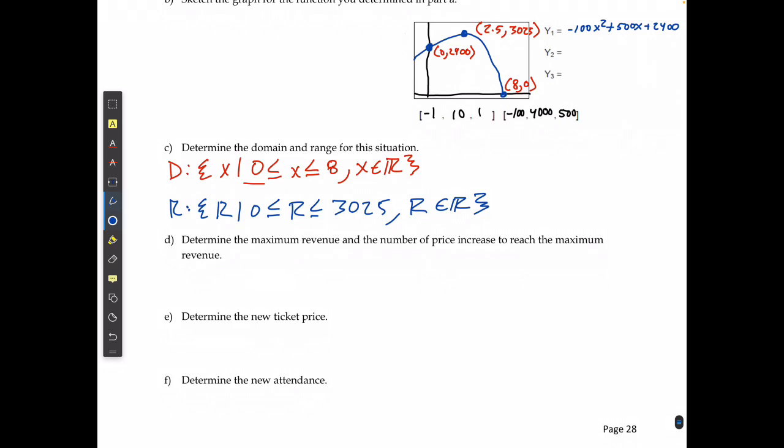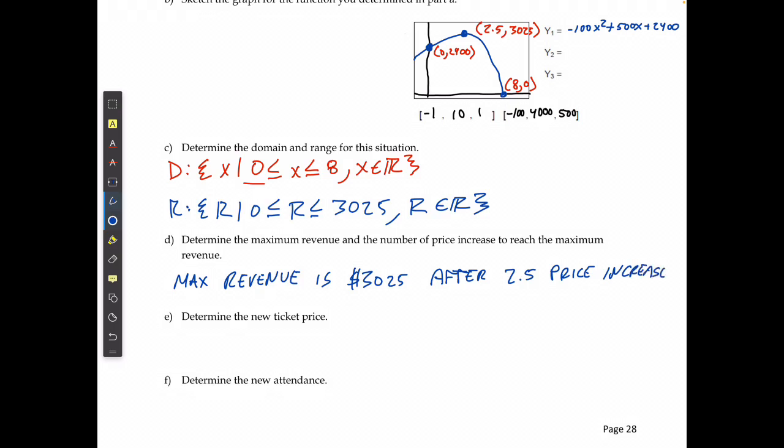Determine the maximum revenue and the number of price increases to reach the maximum. That's just my vertex. Max revenue is the Y value, $3,025, after 2.5 price increases, or my X value at the vertex.